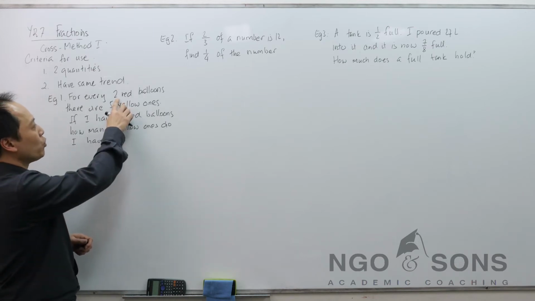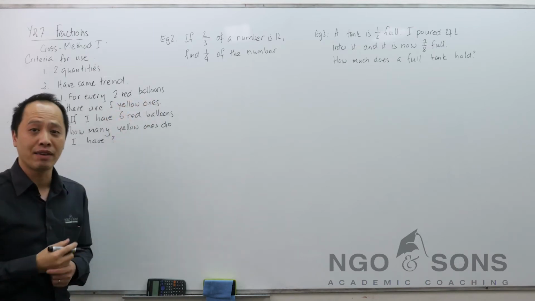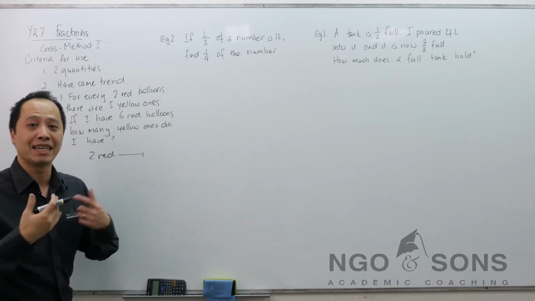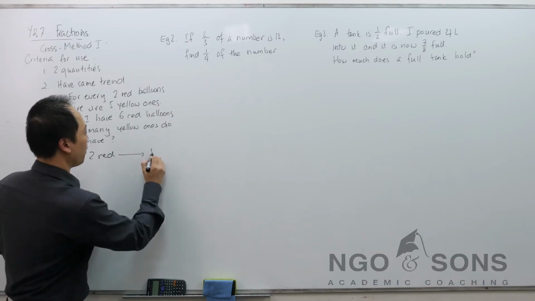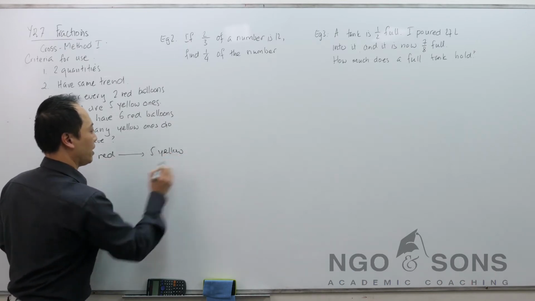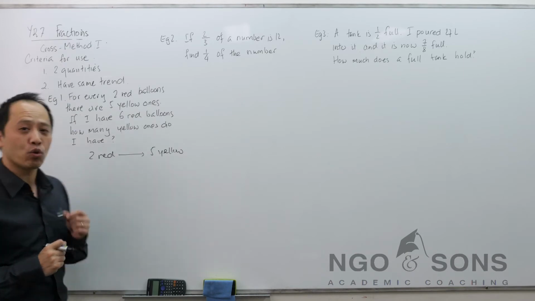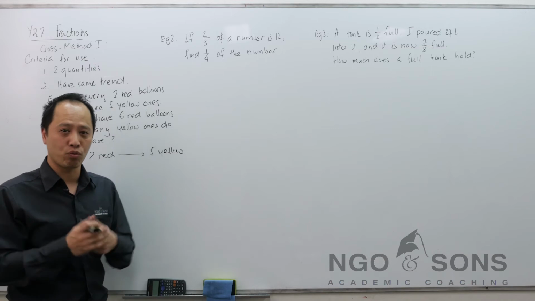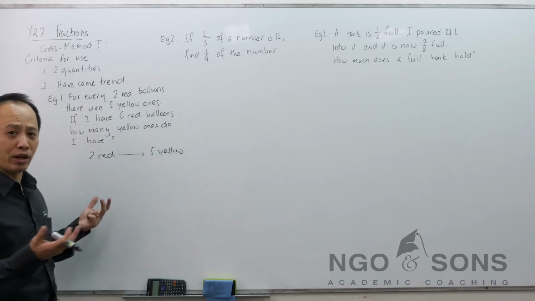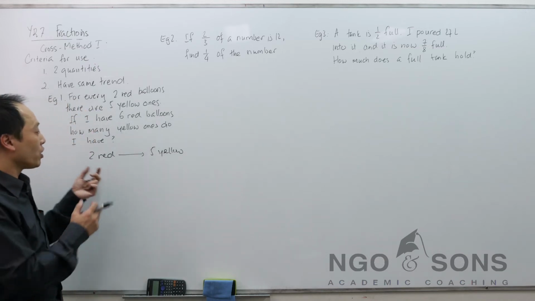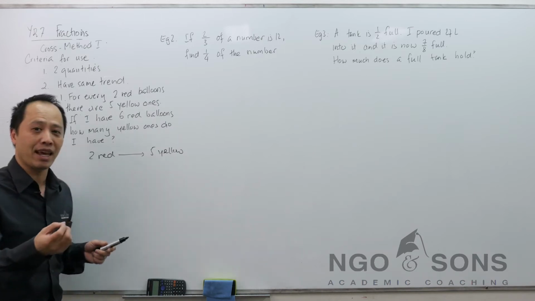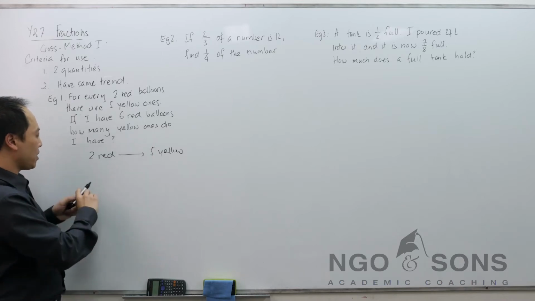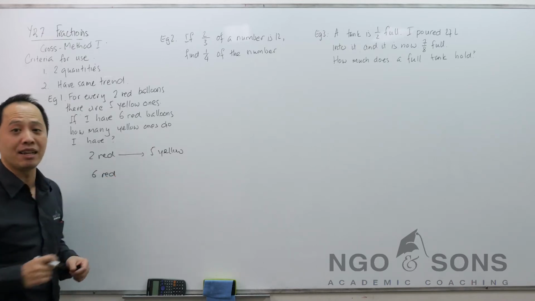It says here we have 2 red balloons. There are 5 yellow ones. So 2 red, and you write an arrow, and the arrow means gives. So 2 red balloons gives 5 yellow ones. Now the aim of the question is to find how many yellows you have if you've got 6 red balloons. So where do we put the 6 red balloons? Well, the red balloons have to be in the 1st column. So you write 6 red balloons underneath the 2 red balloons.